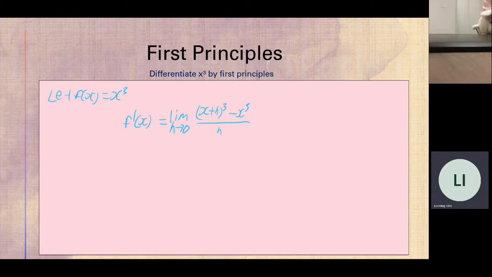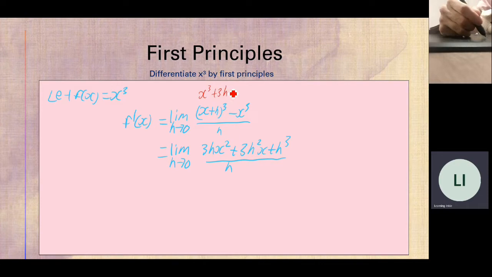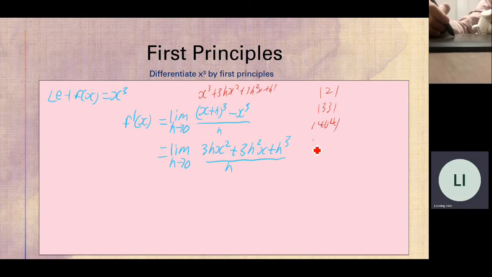Same thing, expand the top, and well, experience tells me that I can just simply simplify to this, because if you remember your binomial, this is x cubed plus 3hx squared plus 3h squared x plus h cubed. All right, the Pascal triangle is extremely useful when it comes to the binomial expansion, right? It's good to remember some of the numbers: 1, 2, 1, 1, 3, 3, 1, 1, 4, 6, 4, 1, 1, 5, 10, 10, 5, 1. All right, notice there's a linear symmetry in the center, so it's actually quite simple.